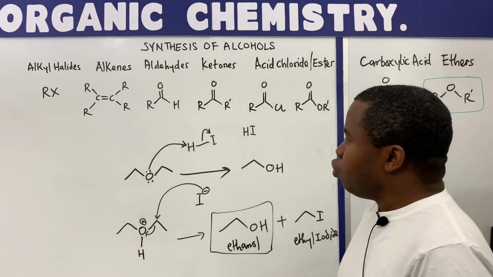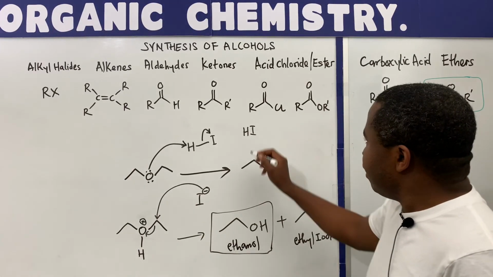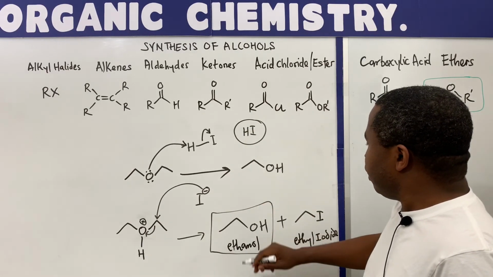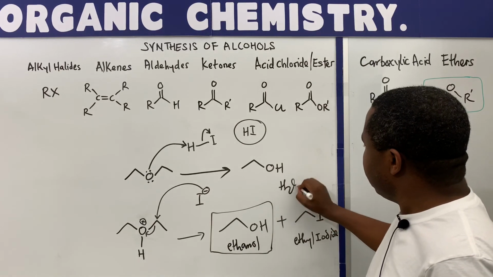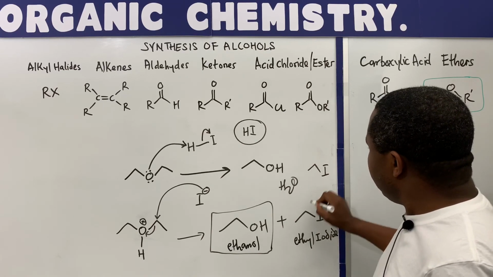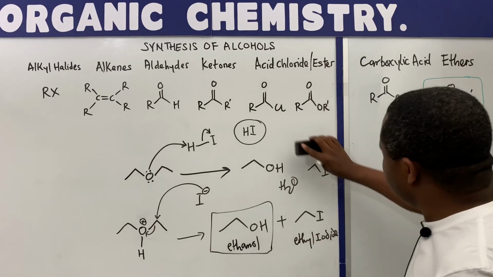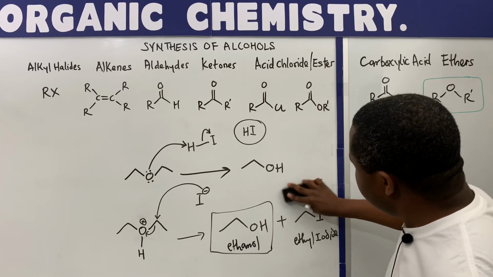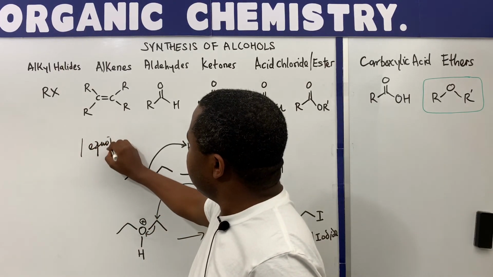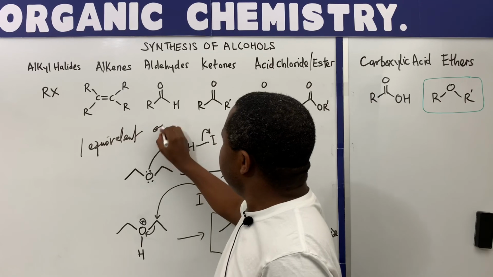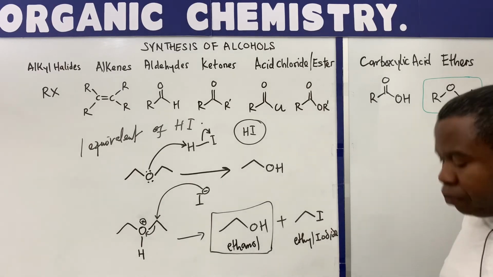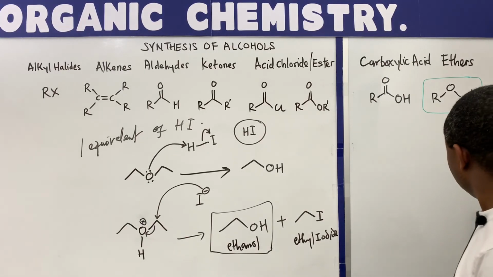But one thing that is worthy of note is that if we have excess of this, we are going to have a second reaction happen such that we're going to basically form water and another mole of ethyl iodide. So we have 2 molecules of ethyl iodide and water formed. So for this reaction to be successful, we need just one equivalent of the hydrogen iodide for this reaction to happen successfully. And so that is where I'm going to stop for today.